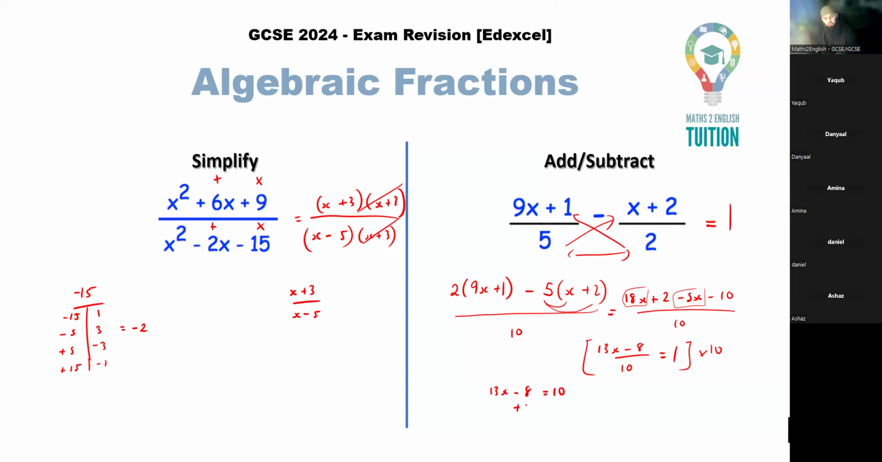I do plus 8 on this side, plus 8 on that side. That's going to give me 13x equals 18. And then I can divide both sides by 13. And x is equal to 18 over 13. That's if it was equal to a number.